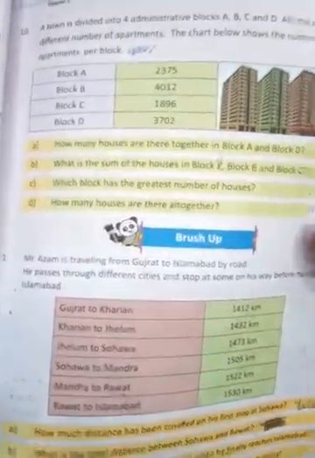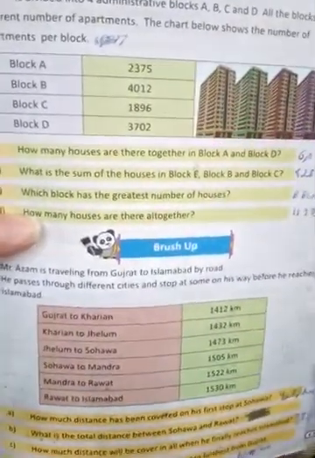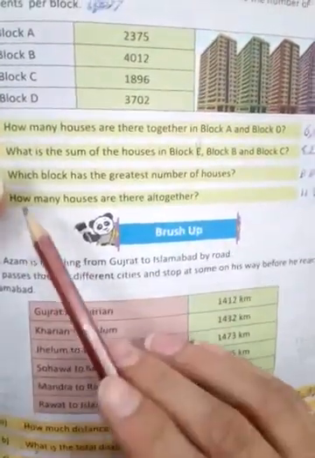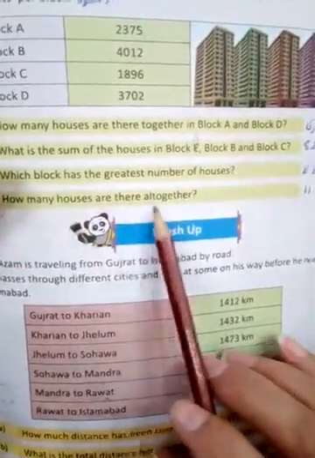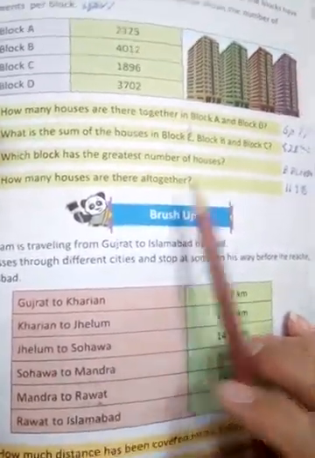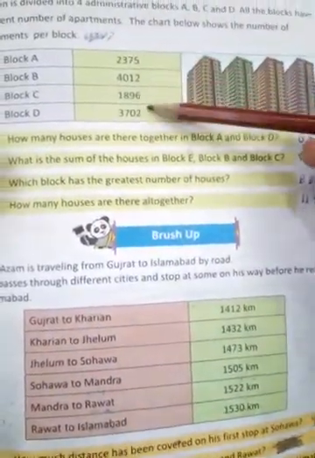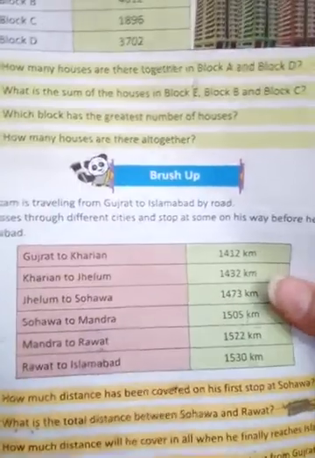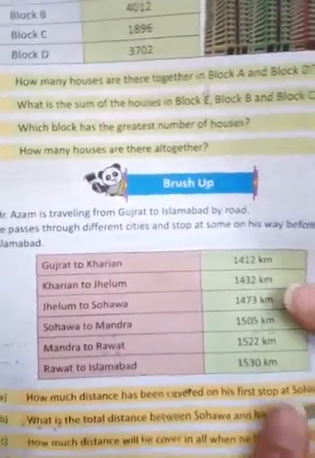Which block has a greater number of houses? It's very easy. Look at all the apartments and you find the answer, which block has the greatest number of apartments or houses. How many houses are there altogether? For finding the altogether houses, we have to add all the apartments of all 4 blocks and we find our answer. Do that question in the book. Now move on to the next question, which is question number 1.